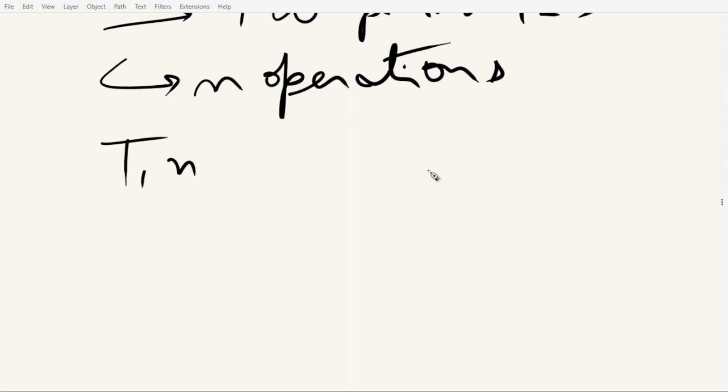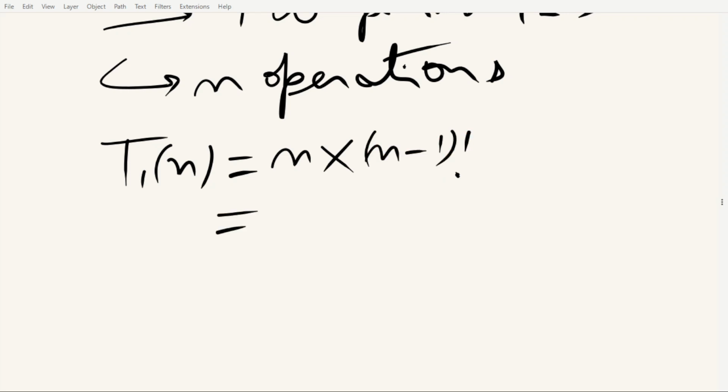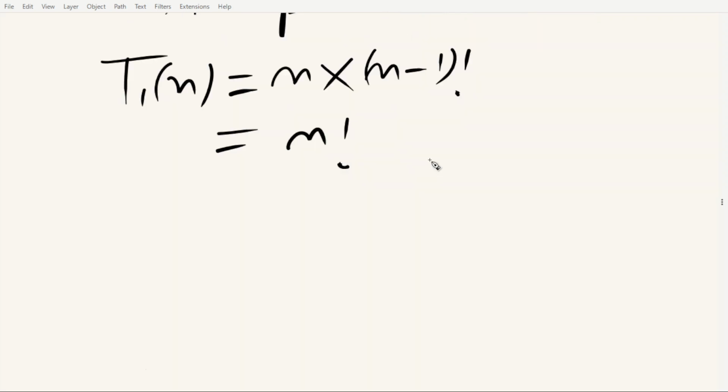We can write T1(n) is equal to, there are n operations per cycle and we have (n minus 1) factorial possible cycles. We get n factorial time complexity. So we can easily write this in big theta notation as big theta of n factorial.